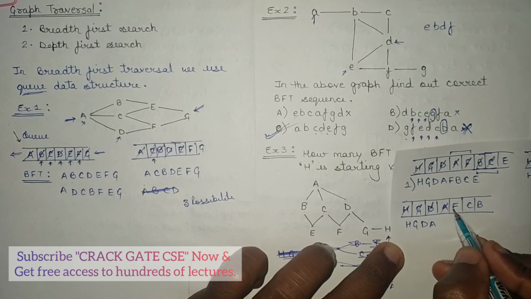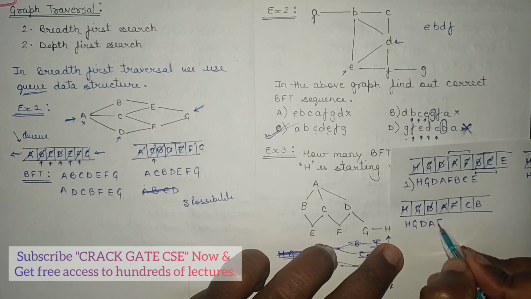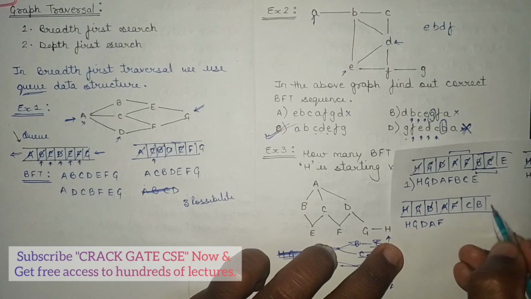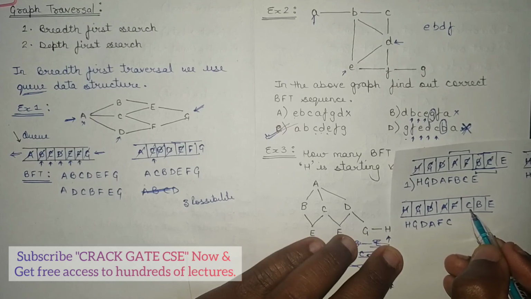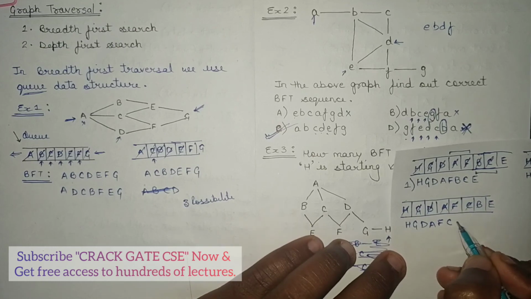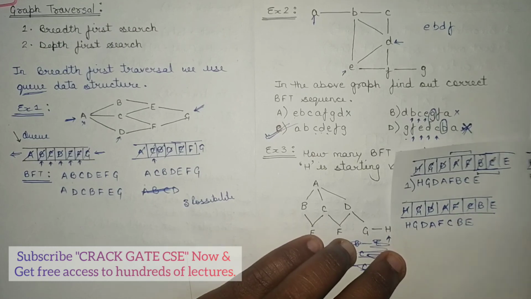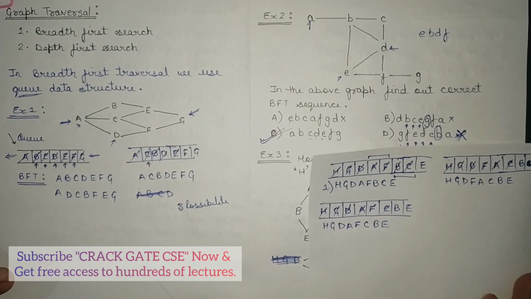What are the options of F? C is the adjacent, so F will be deleted. For C adjacent, E is the possibility, E will be written over here, and C will be deleted. For B, E, A is already done, so deleted, B, E. So here you can see that I am getting these three possibilities, right?